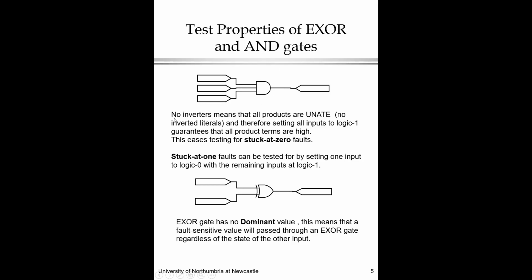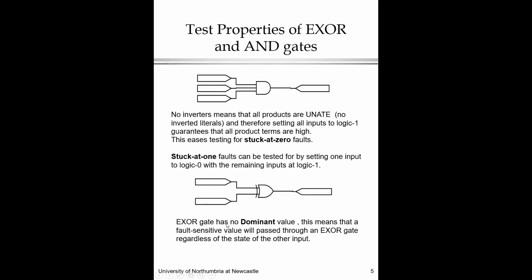So right here, this is the test property of XOR and AND gate. It actually explains what I have explained earlier. When we do this Reed-Muller, we don't need inverters. With all the inputs at logic 1, all product terms are guaranteed to be high, which eases the testing for stuck-at 0 faults. Stuck-at 1 faults can be tested by setting one input to 0 with the remaining inputs at logic 1.